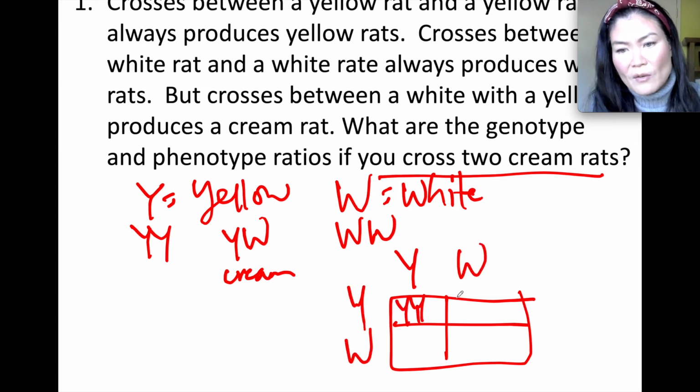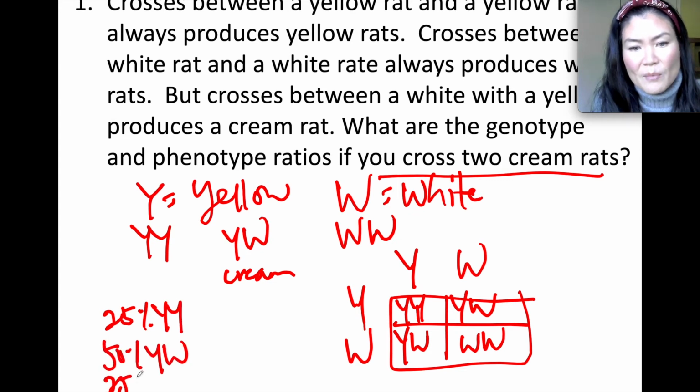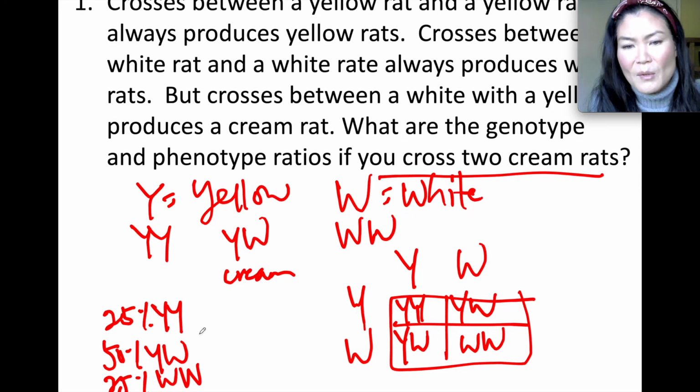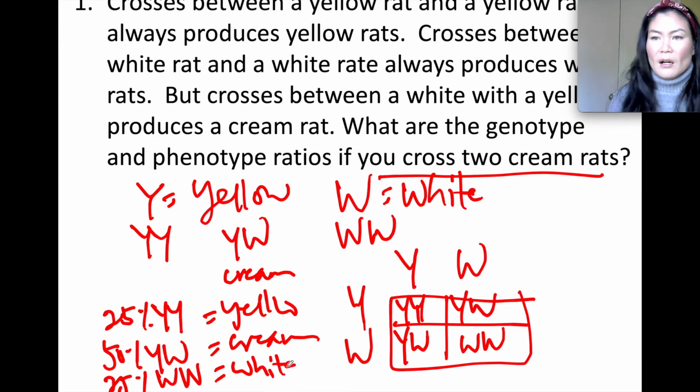So the beauty of doing a recording is that you guys could press pause and then work on this on your own, and then you can fast forward, okay? What are the genotype and phenotype ratios if you cross two creams? So it's gonna be 25% big Y, big Y, 50% big Y, big W, 25% WW. 25% YY, 50% YW, 25% WW, or 25% yellow phenotype, 50% cream, 25% white. Okay?